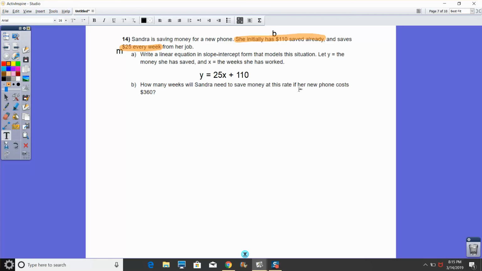Now, for question B, we have to determine how many weeks it will take Sandra to save money at this rate if her new phone costs $360. So our question is basically asking what x will be when y equals 360. Since x is weeks and y is the money she saved, that makes sense. So 360 is going to be our y, and that's going to equal 25x plus 110.